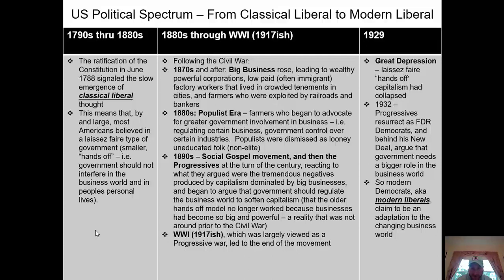But remember, populists were dismissed as loony, uneducated folk, quote, non-elite. Think back to the video quiz and that hot air balloon slide that you saw. All right, so to speak.